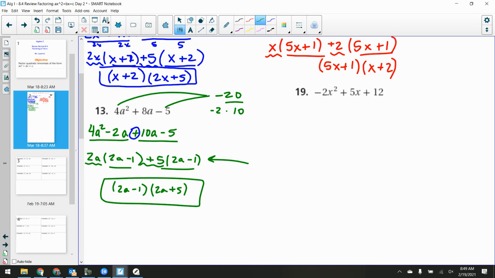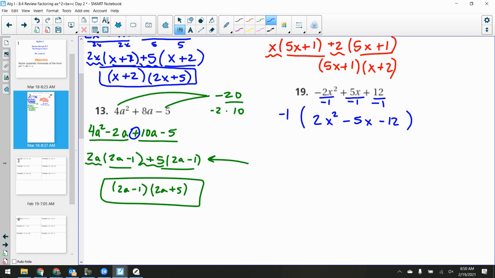Okay, let's talk about 19. What do we do with this weird negative that's sitting out front? Well, remember, we divide out the negative first thing. Here's what I mean. We take out this negative right off the bat, and we divide out by a negative 1. What's that do to everybody on the inside? It changes everybody's sign. So the negative 2x squared becomes a positive 2x squared. The positive 5x becomes a negative 5x. The positive 12 becomes a negative 12.